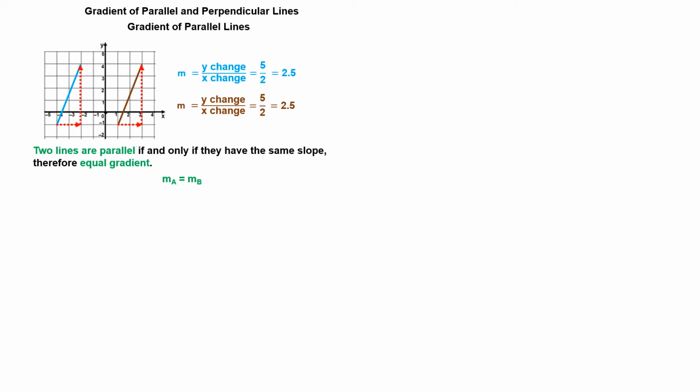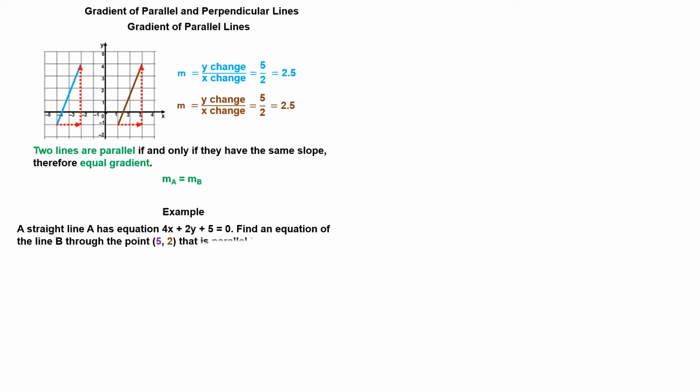It's important to learn how to find an equation of a line parallel to a given line. Pay attention in the following example. A straight line A has equation 4x plus 2y plus 5 equals 0. Find an equation of the line B through the point (5, 2) that is parallel to line A.